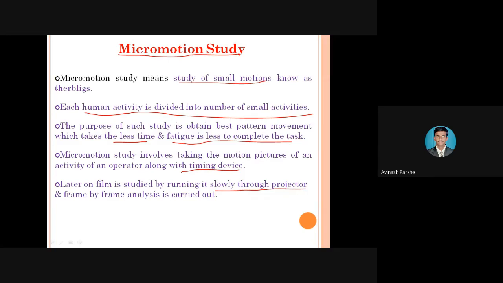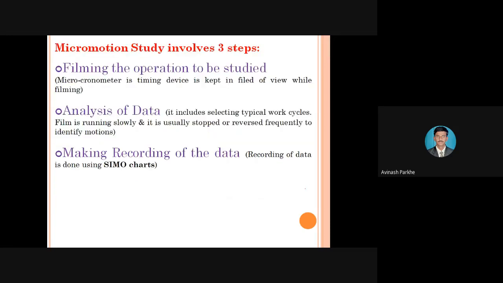And after that we can go for the analysis of that film. If any drawbacks are there, we can eliminate that drawback, and next time we can work in an effective manner. So this concept is called micro motion study, and these are the 3 steps which we have to involve in this micro motion study. What is the first step? Filming the operations to be studied.